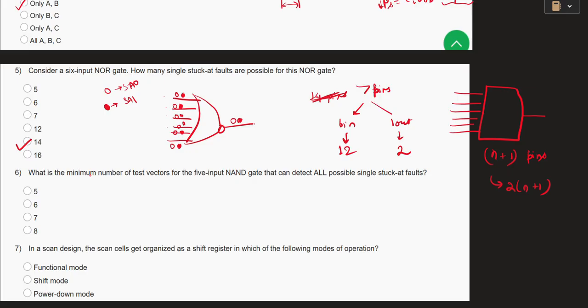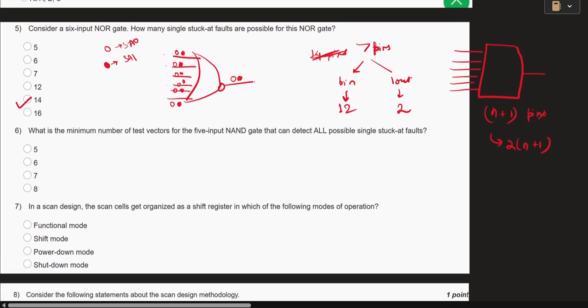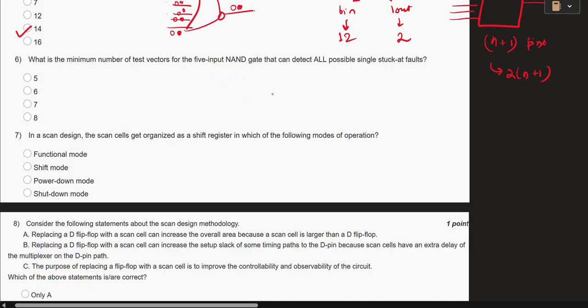What is the minimum number of test vectors for the 5 input NAND gate that can detect all possible single stuck-at faults? Let's see this question. Try to understand this one. Minimum number of test vectors for the 5 input NAND gate. Okay, I will try to explain this.